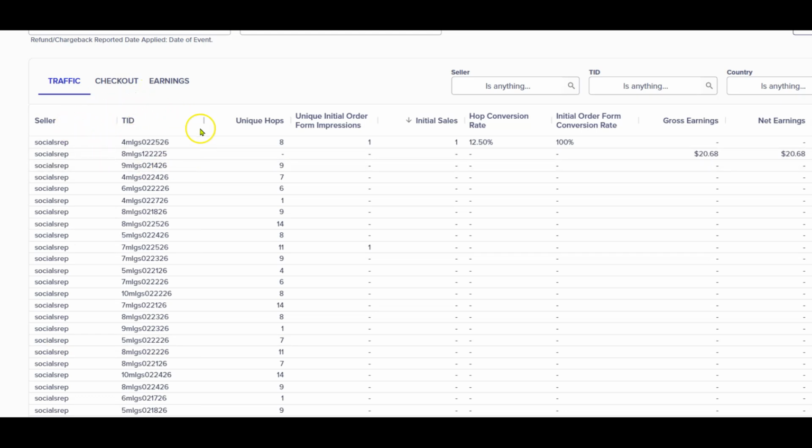Next column over, TID, stands for tracking ID. This is what I put at the end of my link. And I just put the My Lead Gen Secret account number, MLJS, and the date that I sent out the email. But you can put whatever you want in there if you're tracking it like this. But let's get back to the results now.